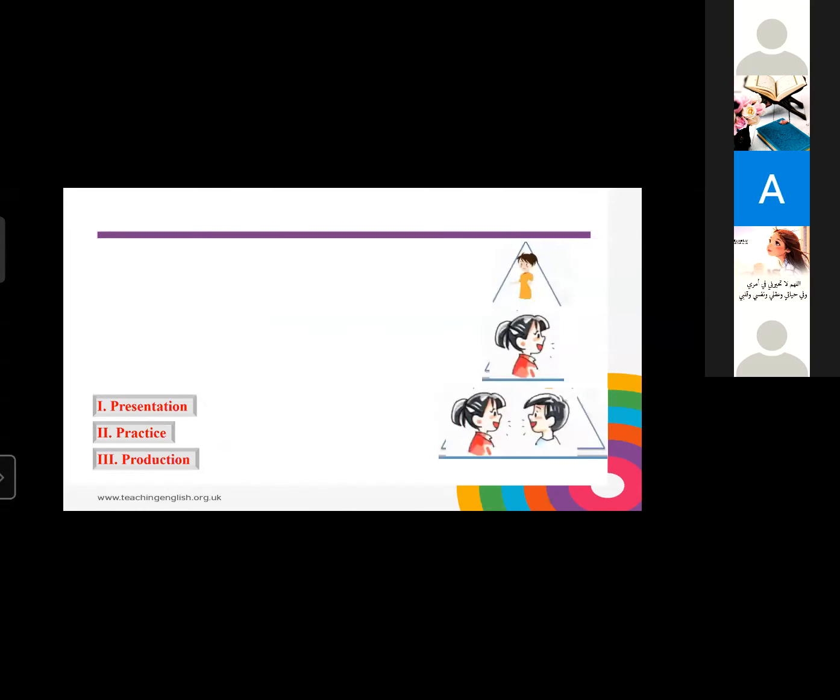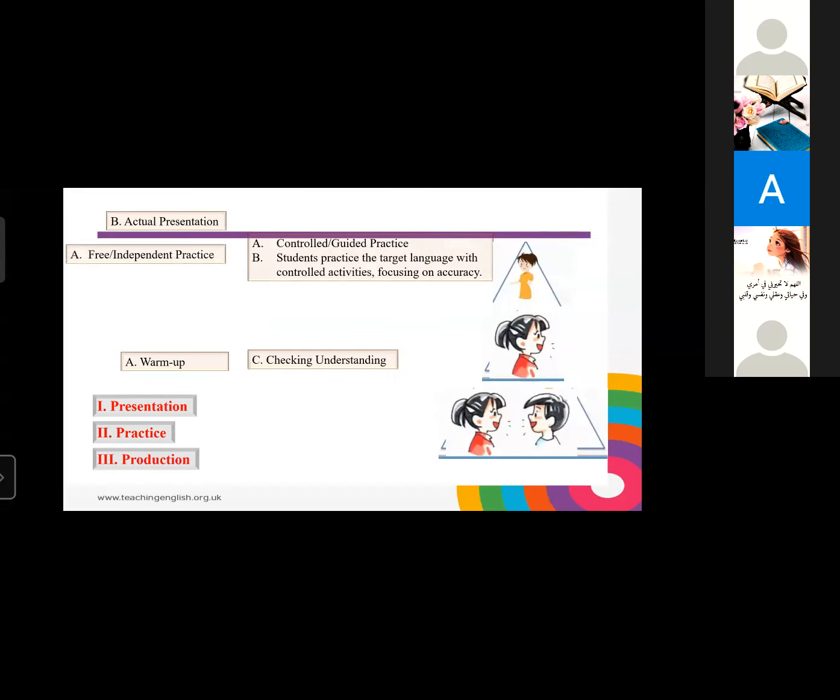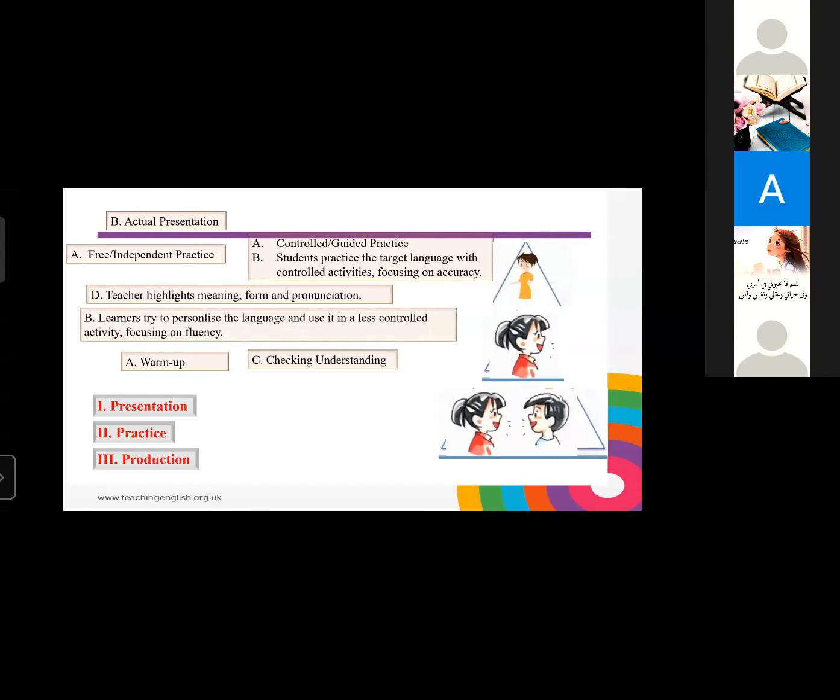Let's see together. Here are the steps of the model: presentation, practice, production. We're going to match the sentences to each stage. Look at the first stage, which is presentation. What do we do here in the presentation? Here we have A, B, C, D. We have some steps. Which one goes with the presentation?